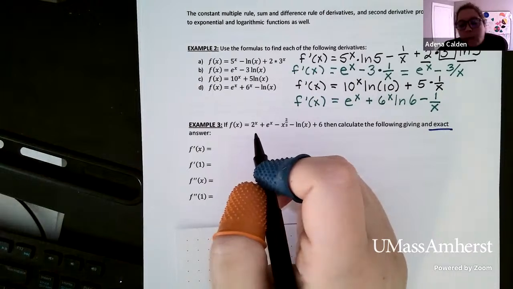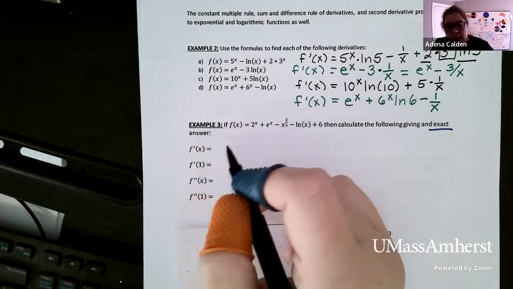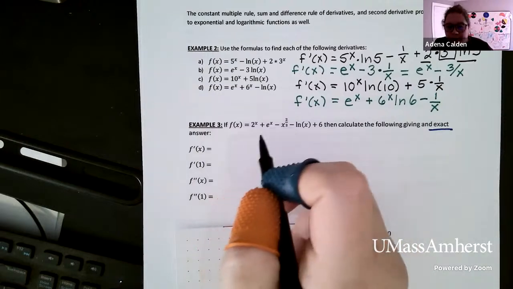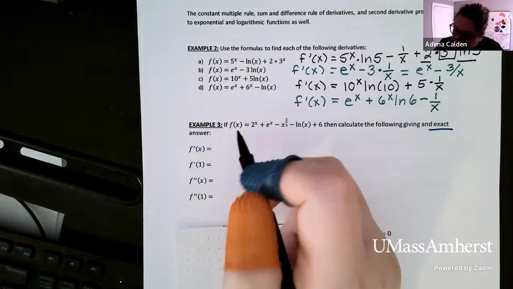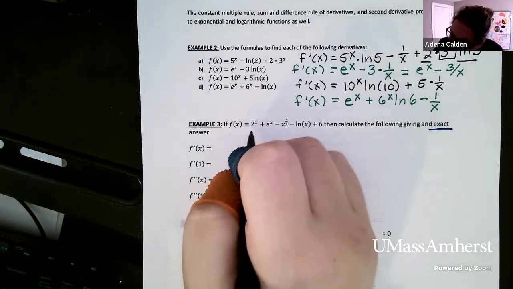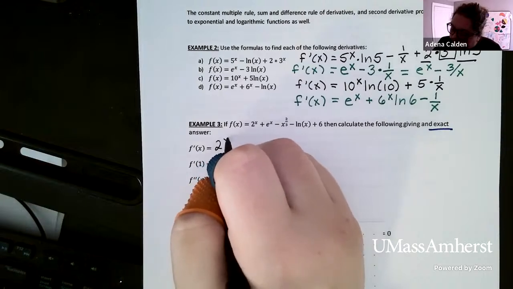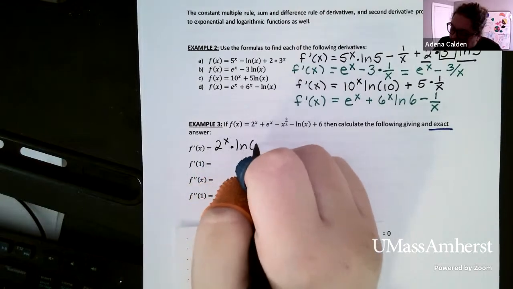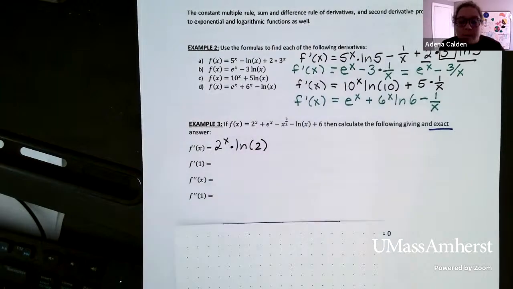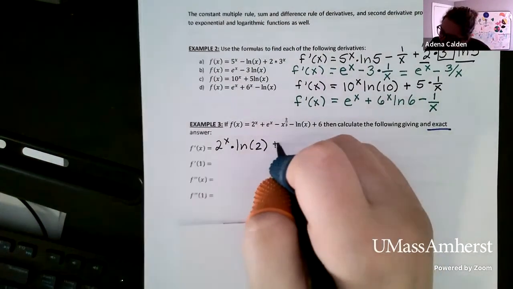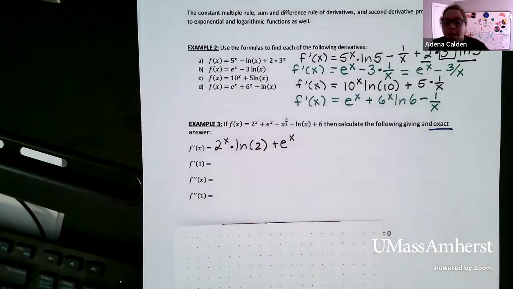All right. So we start off by finding the first derivative. Again, we're going to go term by term since they're separated by addition and subtraction. The first term, we have 2 to the x. That's an exponential function. We see the variable up in the power. So the derivative is 2 to the x times the natural log of 2, since 2 was the base of that function. The derivative of e to the x, we're going to get the same thing back, e to the x.